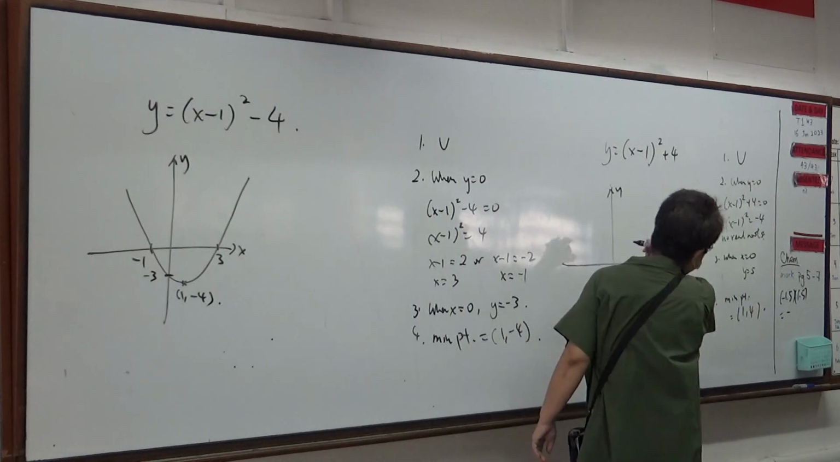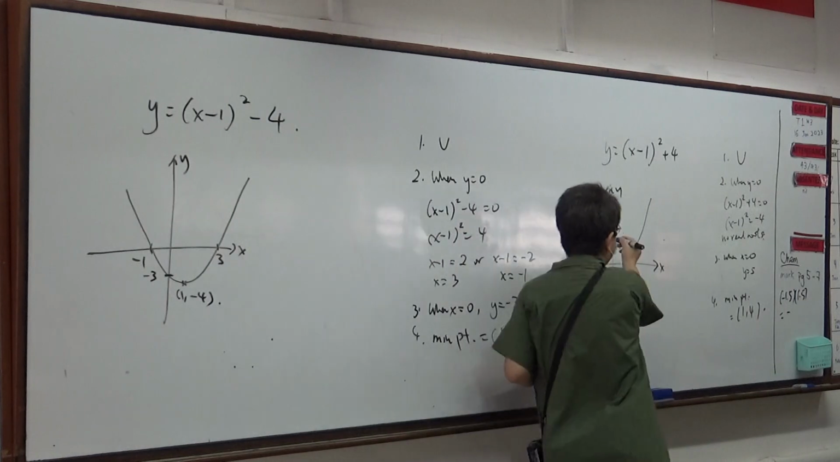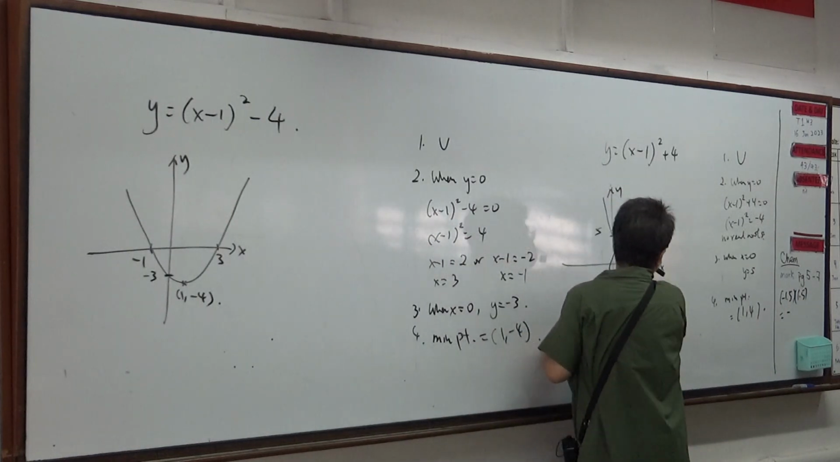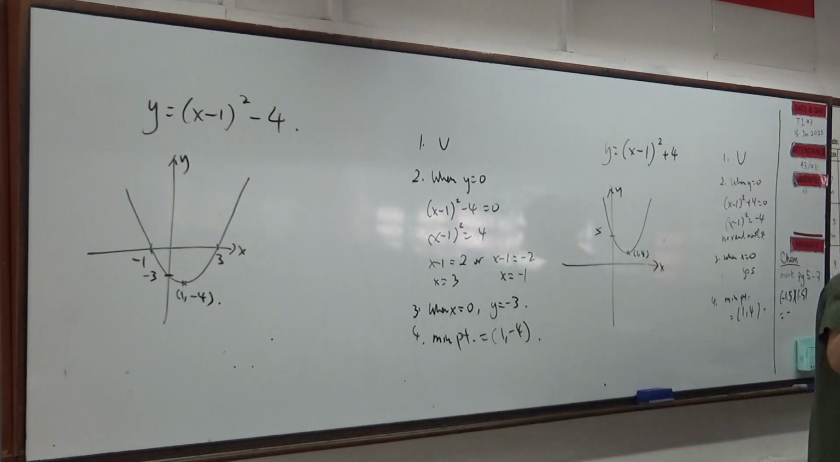It will basically look like this. Cut at where? 5. What is this point? (1, 4). Nothing else, because there's no intercept. So it looks like this, hanging in the air. Everybody okay? Can or cannot? Can. Okay, good. Now I'm going on to the last example.